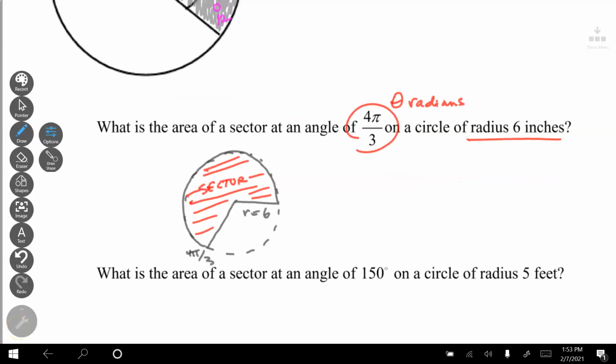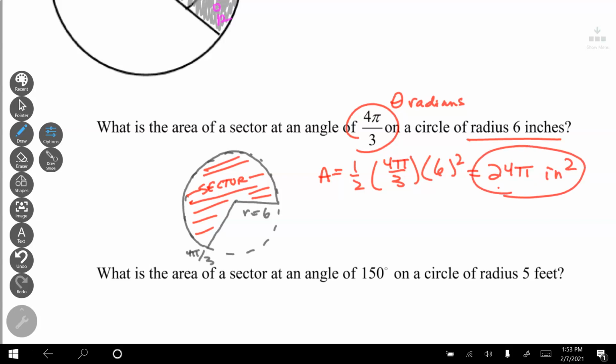I'm lucky that this one is given to me with theta already in radians, so I could do A equals 1/2 times 4 pi over 3 times my radius squared. 36 divided by 3 is 12, divided by 2 is 6, times pi is 24 pi square inches. Don't forget your units.